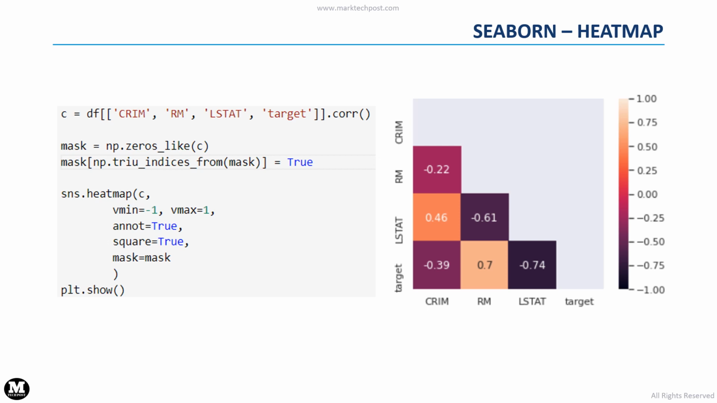Thanks to the heat map, we can see that there is a positive correlation between the number of rooms, RM, and the price. On the other hand, there is a negative correlation between the percentage of the lower status population, LSTAT, and the price.